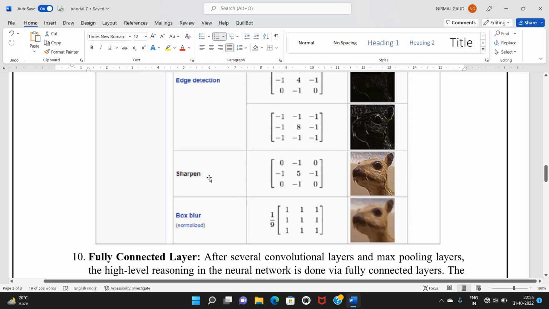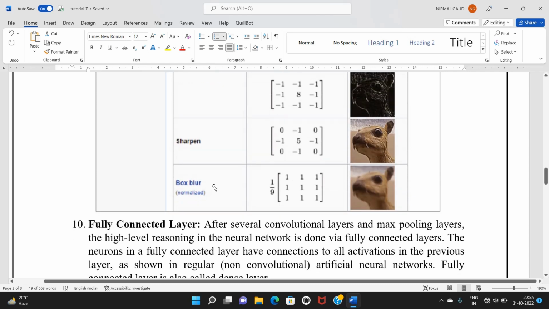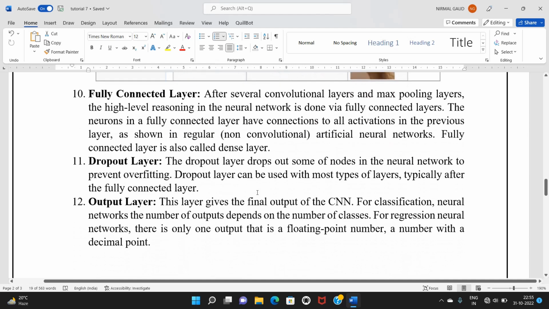Next, if we need to sharpen the image, we can use this kind of matrix and multiply it with the image matrix. And if you need to blur your image, we can use this matrix and multiply it with your image matrix.